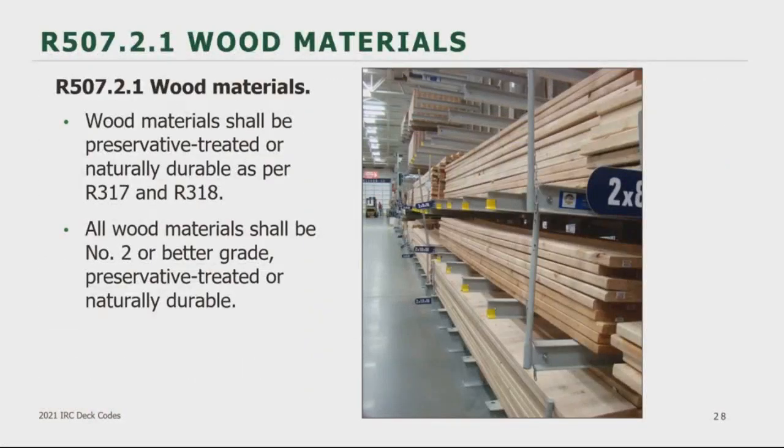But of course, the most common material on decks is still wood. Wood materials are covered by R507.2.1. All sawn wood used is required to be number 2 grade or better, and is required to be either preservative treated or naturally durable. There are some exceptions to this that we'll take a quick look at.